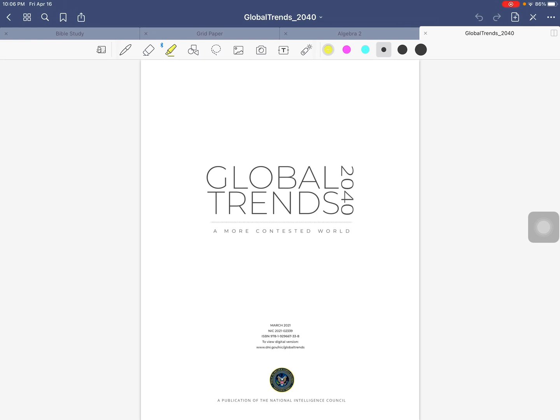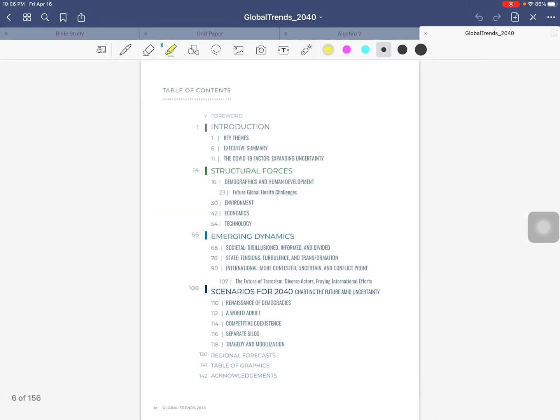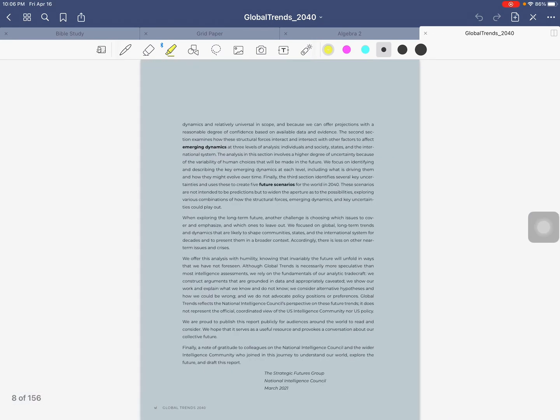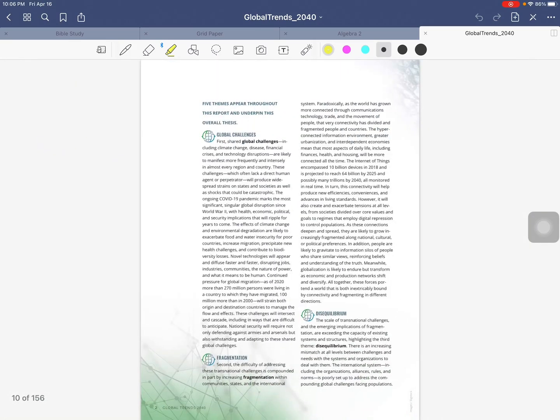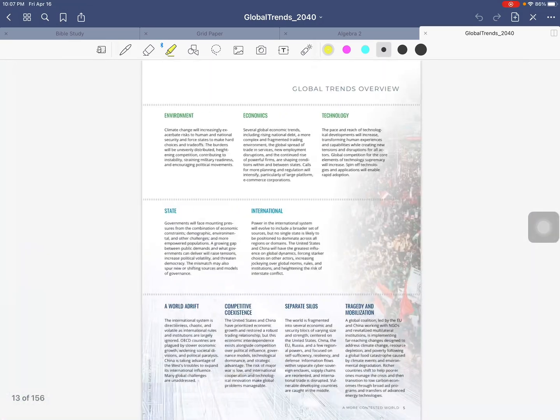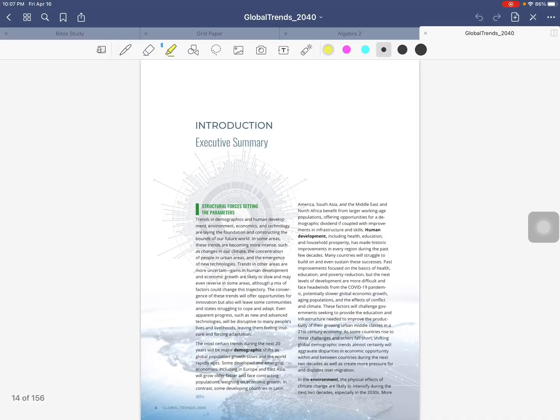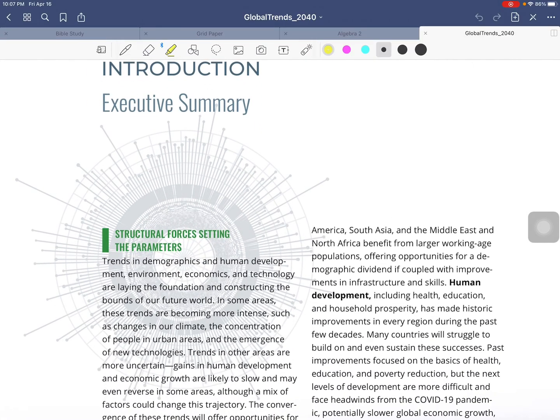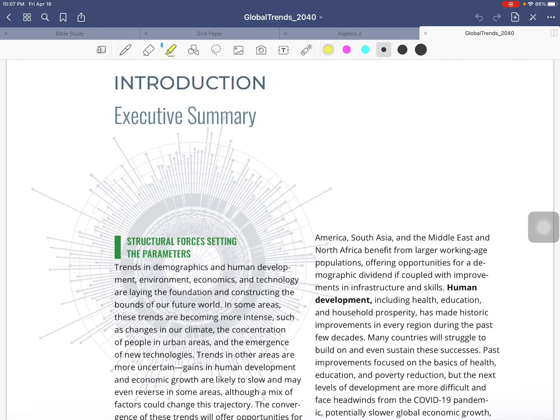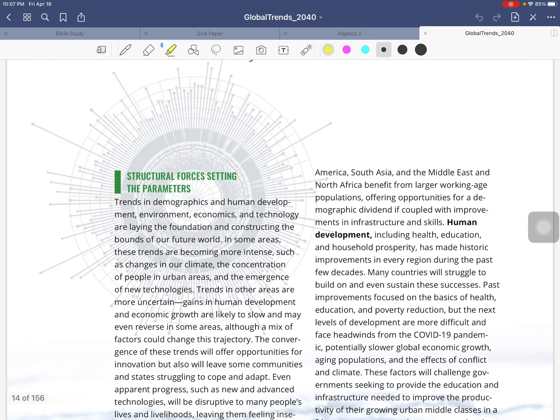Global Trends 2040, published in March 2021. Now, let's go through the introduction executive summary. Structural forces setting the parameters.